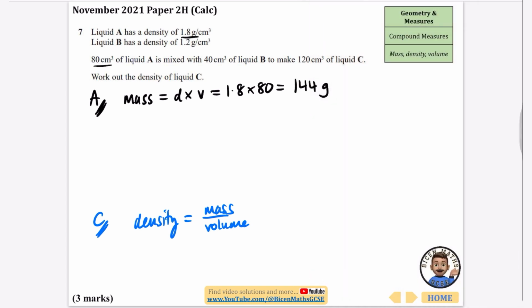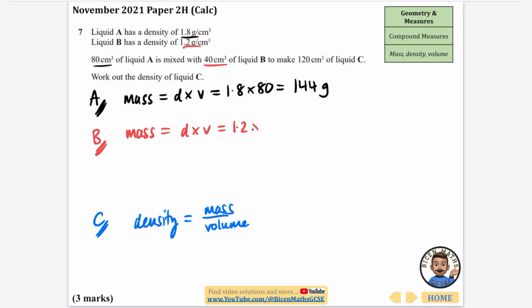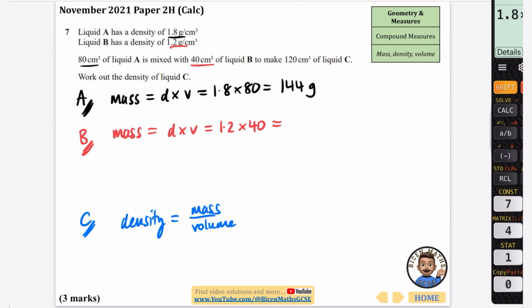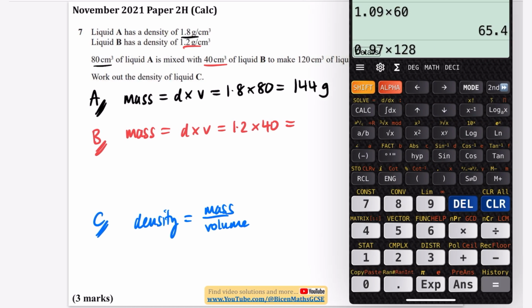So we've got enough information there. We're now going to have a look at B, where we've got the density and we've got the volume, so we're going to find out the mass. The mass is the density times the volume. The density of B is 1.2, and the volume is 40. So I'll do 1.2 times 40. And 1.2 times 40 is 48. So we have 48 grams.